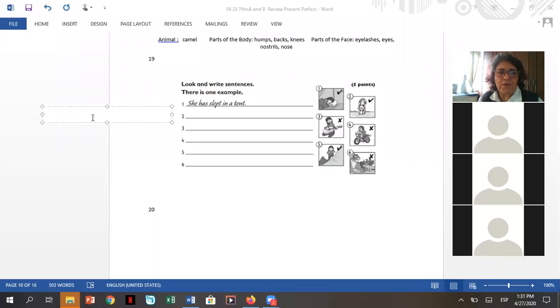Number two. And tell me. Say it, please. Number two, she... So. Okay. But can... Gabo, can you write in the text? Because that way is difficult. It's not understandable.